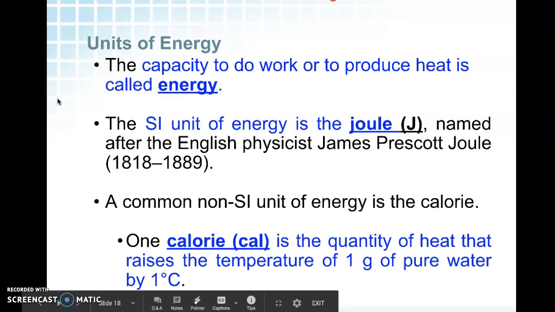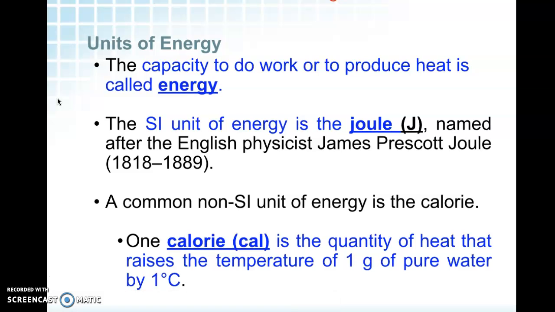For units of energy, energy is defined as the capacity to do work or to produce heat. The SI unit of energy is the joule. We use a capital J to represent joule. Along with joule, we also use calories. A calorie is a quantity of heat that raises the temperature of 1 gram of pure water by 1 degree Celsius.